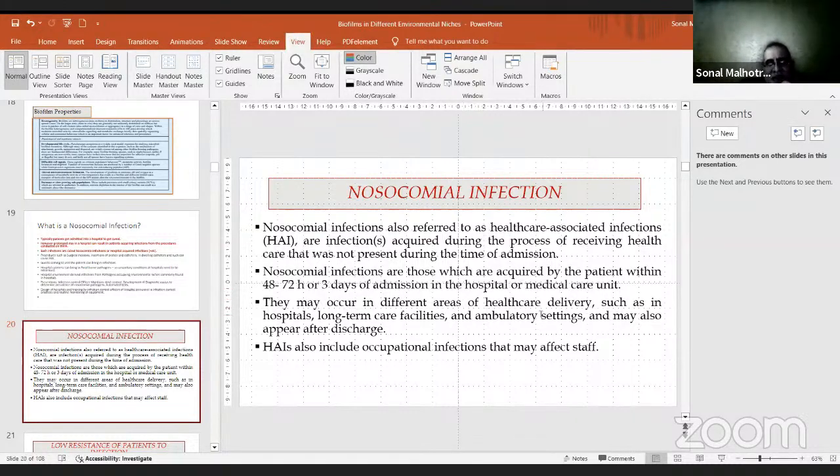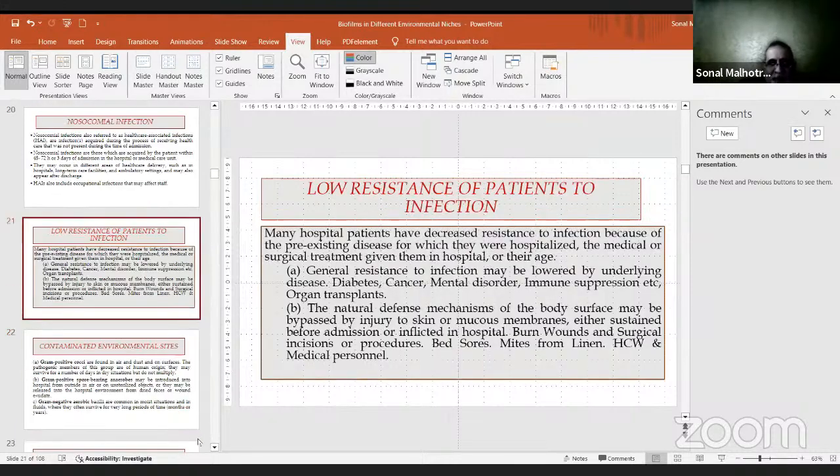They may occur in different areas of healthcare delivery, such as hospitals, long term care facilities, ambulatory settings, and may also appear after discharge. So, a patient is staying there for 2 days and he is released, he may then go home and develop an infection. Just to give you a simple example, I was in for an operation in the US, being operated for gallbladder stones, and they removed my gallbladder, and then they said you will be released the next day, but the next day I developed a fever, and the fever did not go for a week. So I was stuck in the hospital for a week, and I got a very big bill, which is part of the way how these things happen.